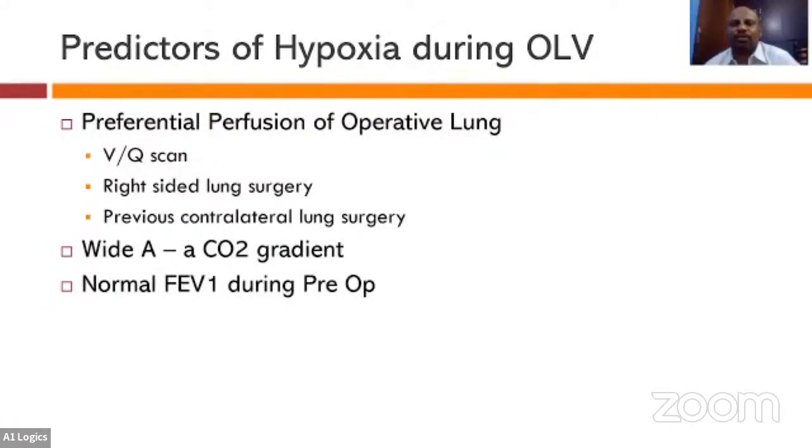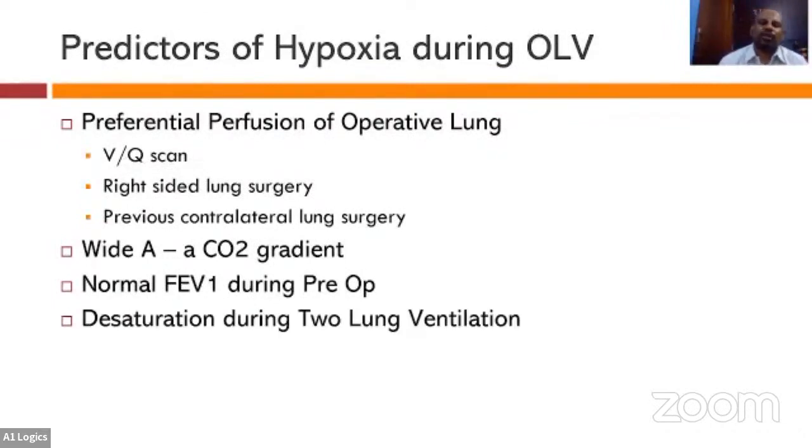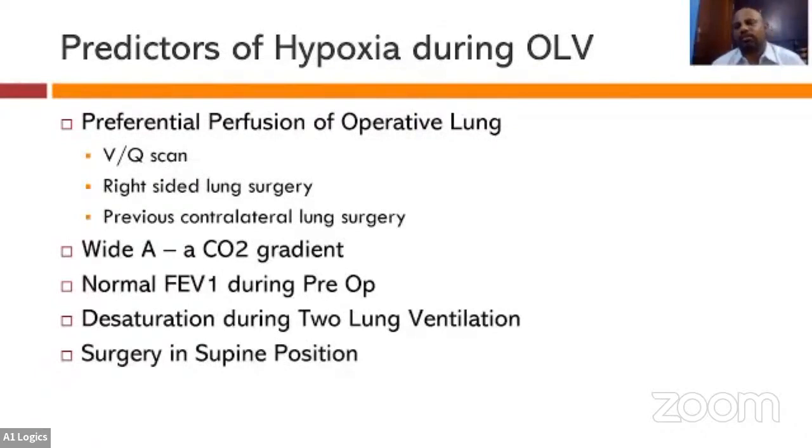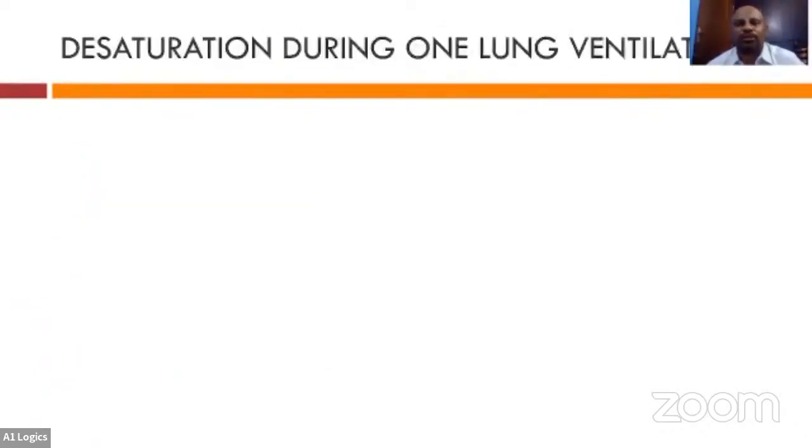It means that if you don't have obstructive disease, auto PEEP won't occur. If there is no auto PEEP, sometimes you may land up with de-recruitment when you use 100% oxygen. That is why if you have a normal FEV1 even in the pre-op, you might land up with hypoxia in the OLV. And if you have desaturation even with 2-lung ventilation, definitely in 1-lung ventilation you will land up with hypoxia. And surgery in supine position, because this VQ mismatch is very severe in supine position. So there also you will have more hypoxia.